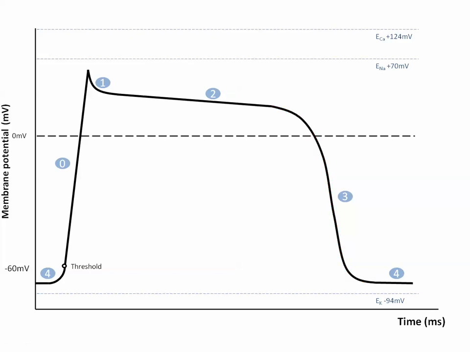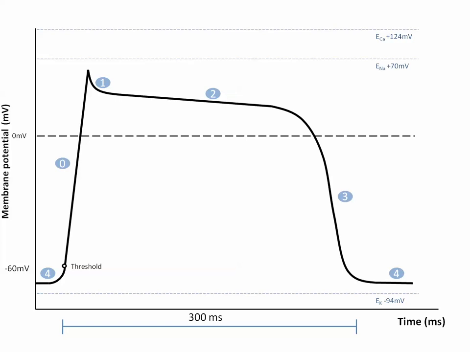So altogether, this response lasts approximately 300 milliseconds. This means that cardiac myocytes are refractory to further impulse generation for quite a significant amount of time. The significance of this long refractory period will be discussed in a bit more detail later on when we come on to talk about antiarrhythmic drugs.